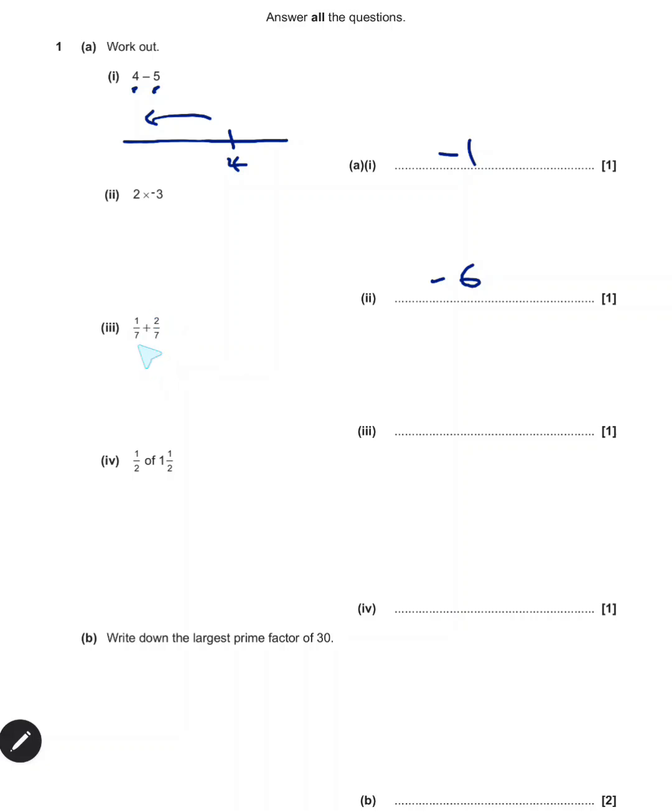Adding fractions, and we've already got common denominators. So we've got 1/7, we're adding another 2/7. Altogether, we've got 3/7. We don't suddenly change to 14ths here.